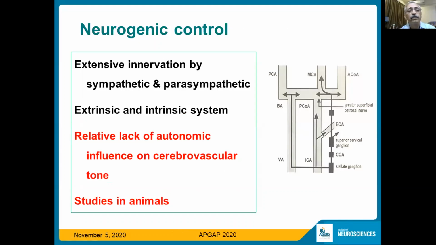There is extensive neurogenic control by both sympathetic and parasympathetic systems. However, their role in control of cerebral blood flow in various disease states has not been clearly defined, so I'll not go into that. Most of the studies have been done in animals. Even the stellate ganglion block, which has been used in human subjects, has not made much change with respect to cerebral blood flow and autoregulation, even when these are denervated.